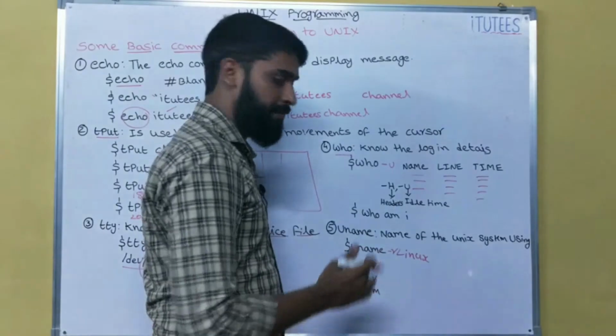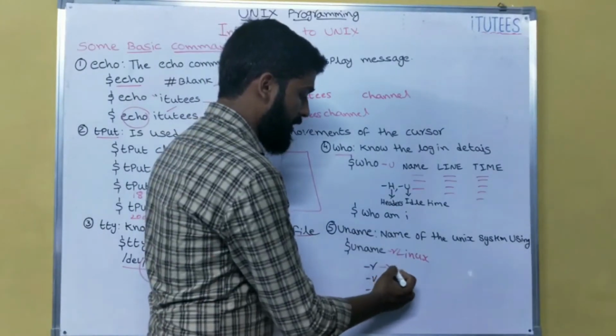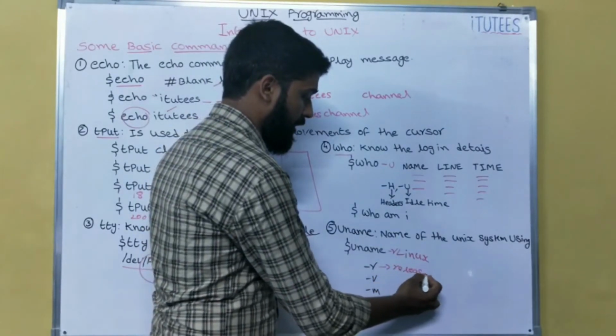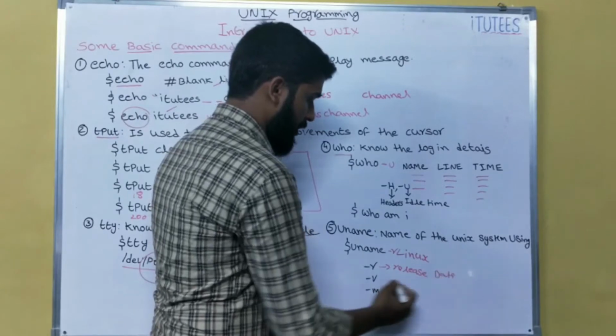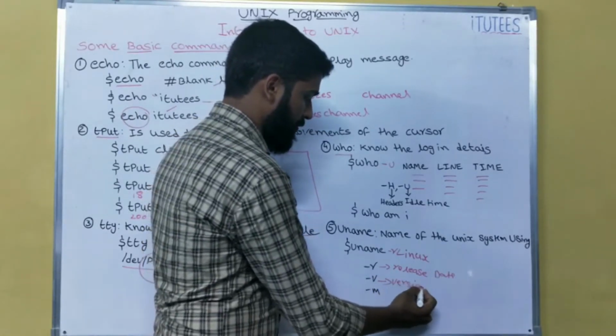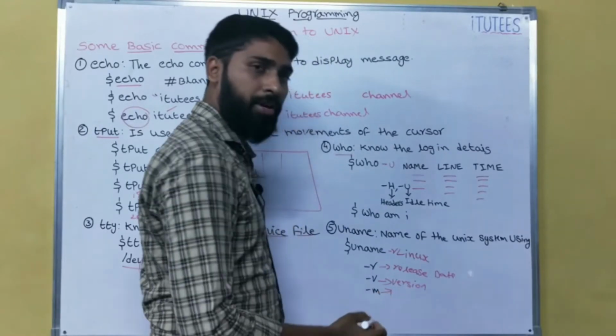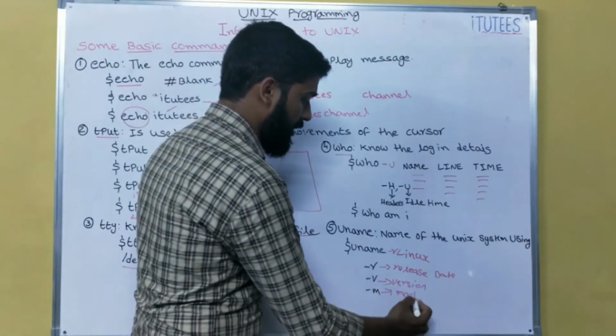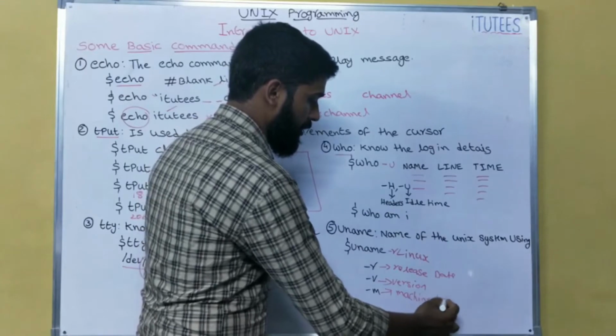uname -r returns the release. If you use -v, then it returns the version. If you use -m, then it returns the machine details.